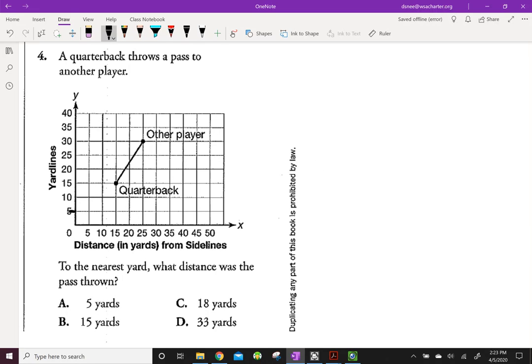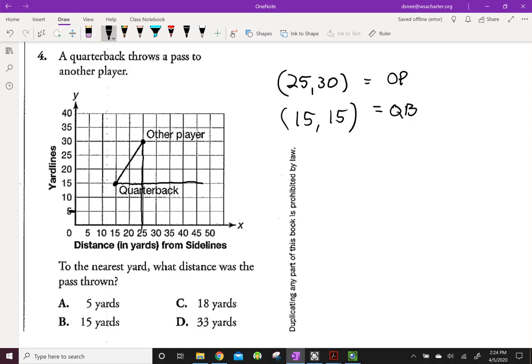Well, we could use the distance formula. We could identify those 2 points. The other player is at 25, 30, and the QB is at 15, 15, and we could use the distance formula. But on this coordinate plane, it's really nice because we can identify the 2 legs. If I draw a straight line out from the quarterback and a straight line down from the other player, I've created this right triangle.